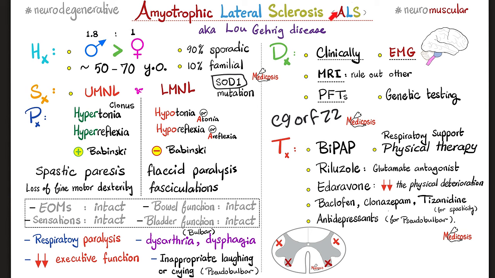Next, because ALS can affect the brain, especially the cerebral cortex, which has executive function, ALS patients can have diminished executive functions. Next, inappropriate laughter or inappropriate crying. These are the pseudo-bulbar symptoms. So if you find yourself laughing at my dad jokes, maybe, just maybe, you need to get yourself checked for ALS.